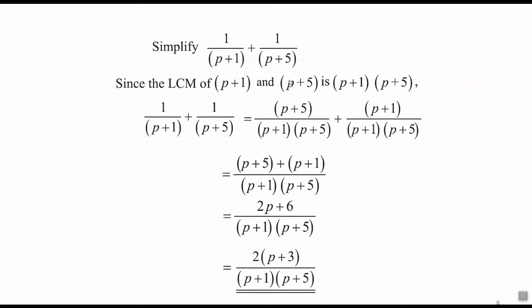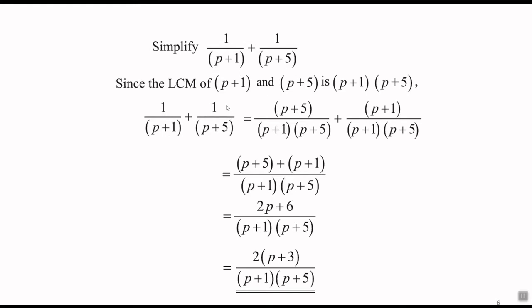So look at this example: 1 divided by (p + 1) plus 1 divided by (p + 5). This is an algebraic fraction and another algebraic fraction, so we are going to add two algebraic fractions. What do we have to do? You need to find the LCM. The LCM is (p + 1)(p + 5).